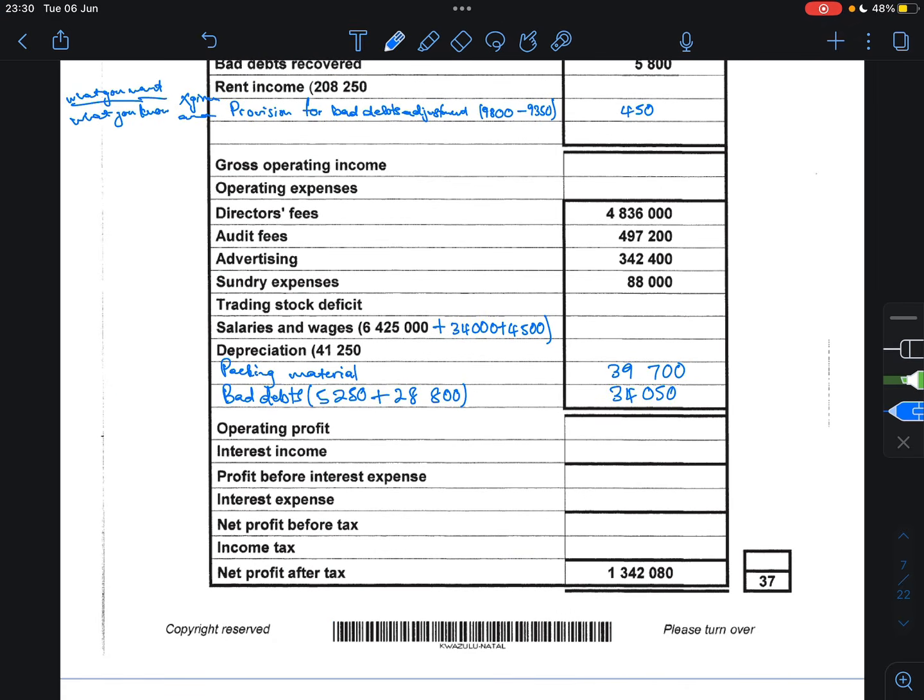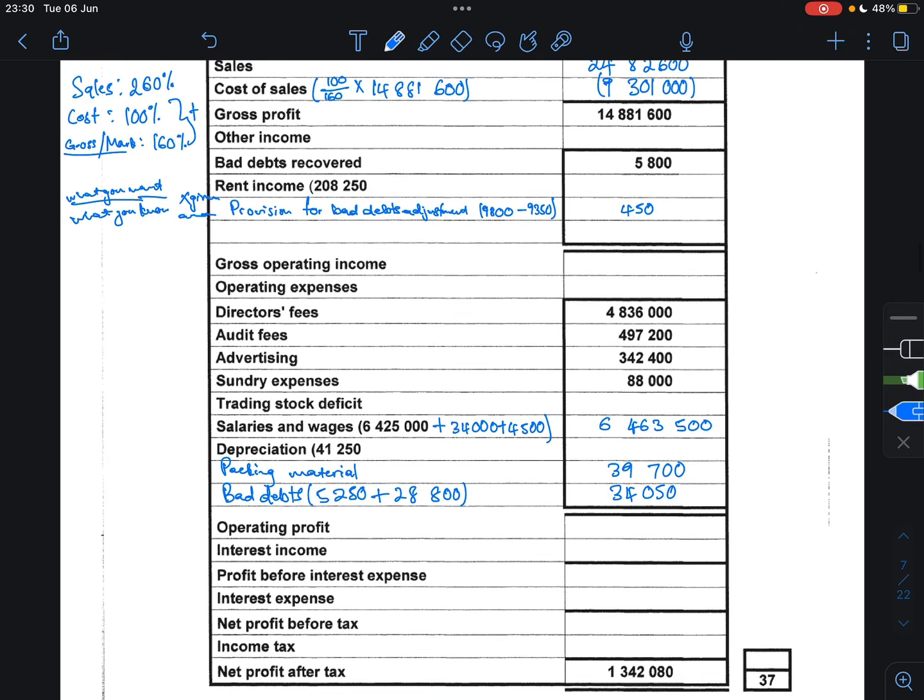Plus 6, 4, 2, 5, 1, 2, 3. Make sure that when you're adding these amounts, you are adding the correct amount, and make sure that you do not have any silly errors, because accounting doesn't need you to make silly errors so that you can get all the marks you deserve. All right, and then now we move to trading stock deficit.